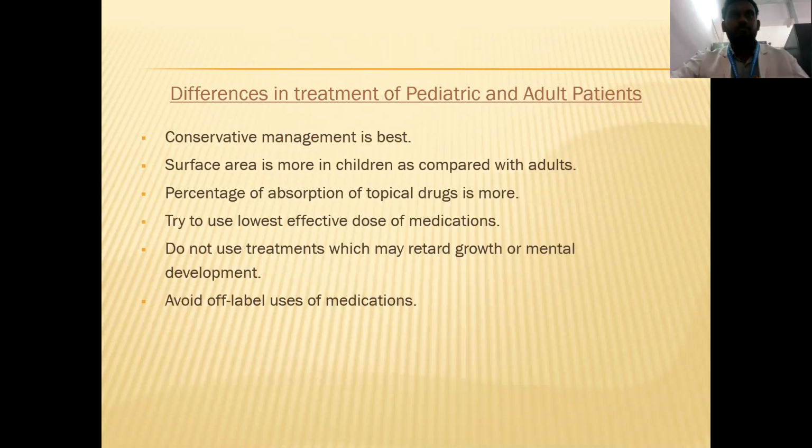So differences in treatment of pediatric and adult patients include: one thing is conservative management is the best in case of pediatric patients. And other than that, the body surface area of children is much more when compared to adults. So the percentage of absorption of topical drugs is high. So we have to try to use the lowest effective dose of medications, and do not use treatments which may retard growth or mental development in children, and avoid using off-label medications as well.